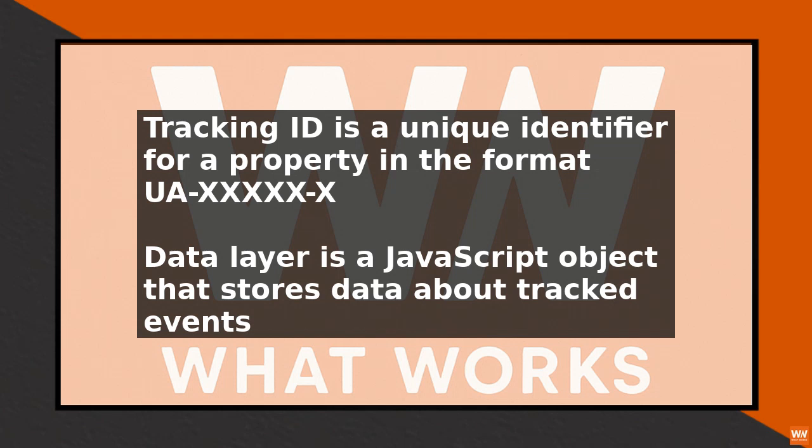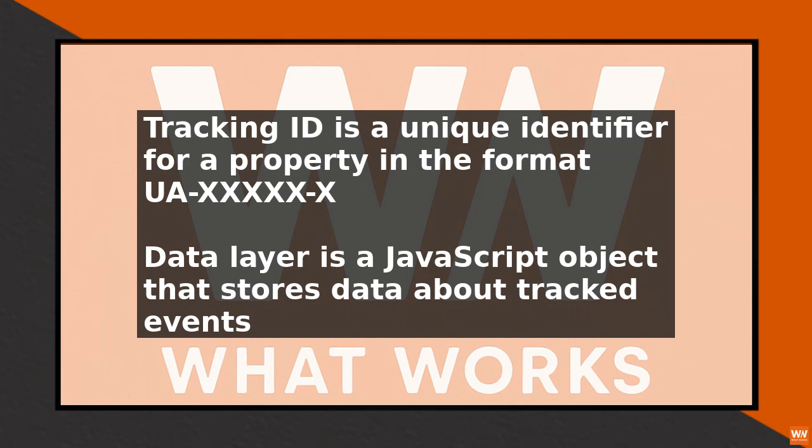You can think of the data layer as a container that holds all the data that is being sent to Google Analytics. Another important component is the trigger, which is the event that causes the tag to fire. For example, a page view trigger is fired when a user loads a page on your website. You can set up triggers to fire on specific events, such as clicks, form submissions, or scrolling.